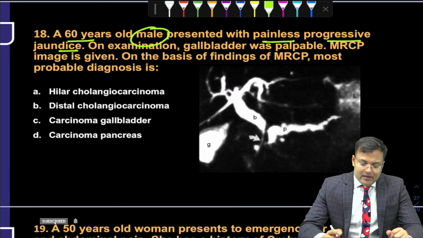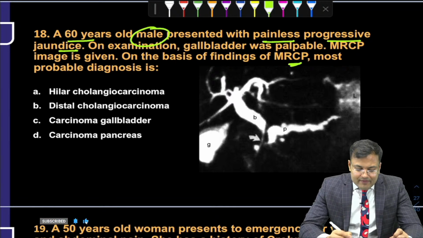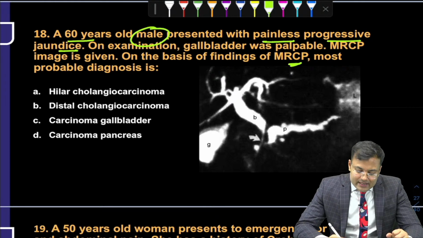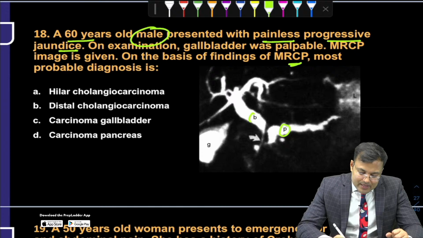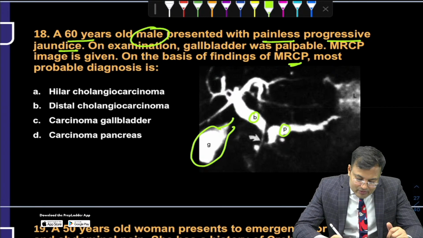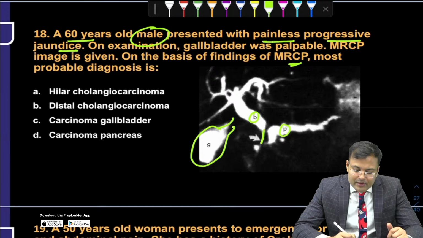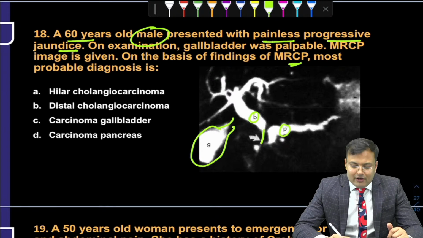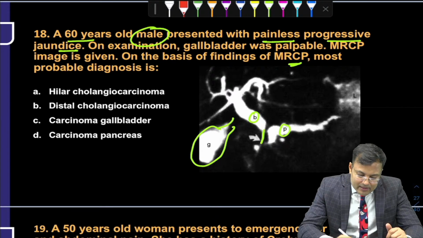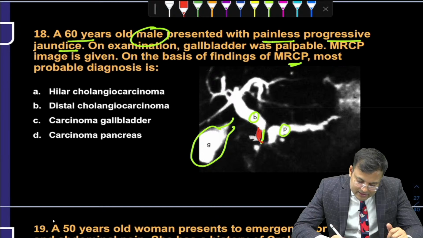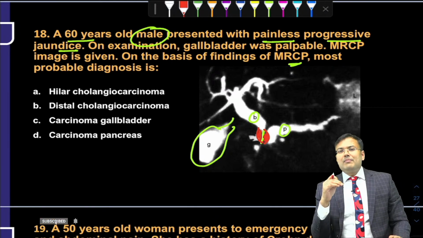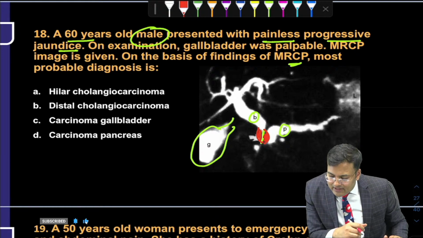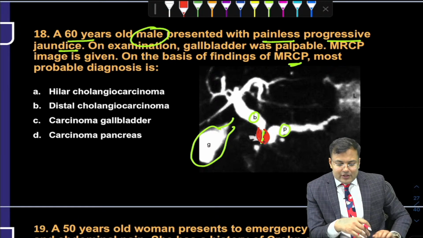See, on the basis of MRCP finding, most probable diagnosis, what you can see? P means pancreatic duct, B means bile duct, G means gallbladder. Gallbladder is distended, and can you see here, there is a stricture here because there is abrupt tapering of bile duct. So what is the problem here? Malignancy must be located at this part. Where is the malignancy? Distal part of bile duct. So what is the diagnosis? It is distal cholangiocarcinoma. Very good.